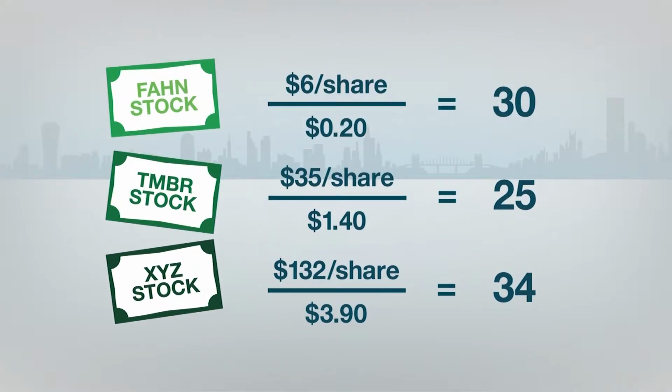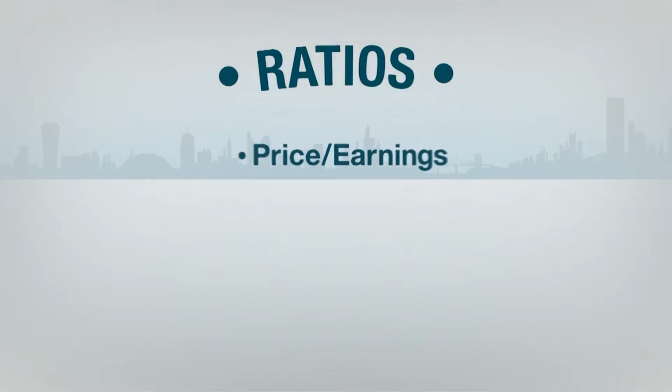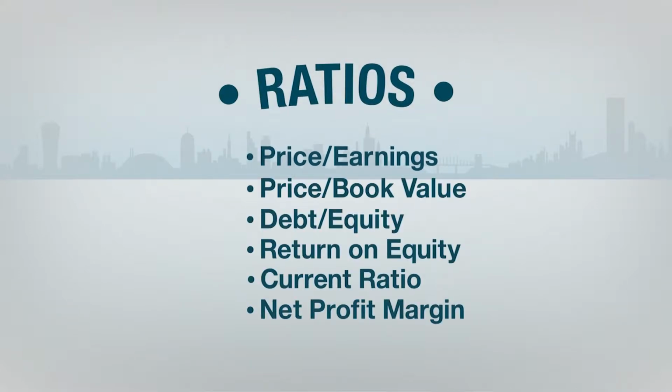Now you can better compare each company by its PE ratio. Despite the drastic difference in stock prices, all three companies have a similar valuation. However, the second company has the lowest PE ratio and may be the best value. Remember, a PE ratio is only one of several ratios that can be used. There are other ratios for determining valuation, profitability, and financial strength.